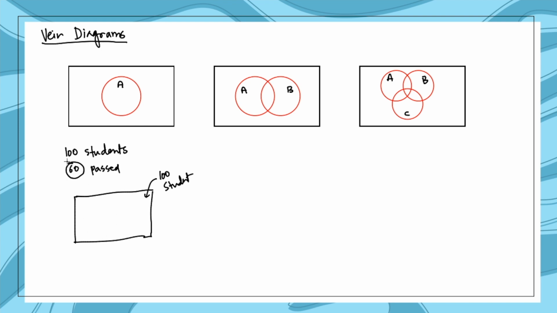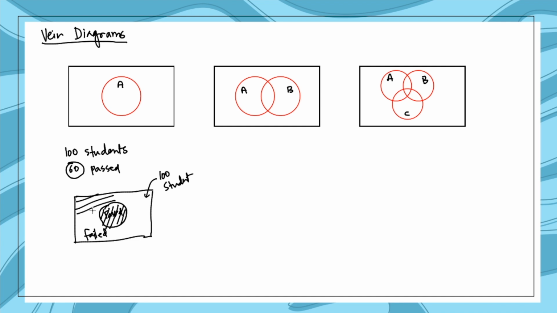Now 60 have passed. So where will those 60 students come? Of course, they are students only, so they will come inside, and they are special students who have passed. So these are passed students. Passed are here. Now from here itself you can tell how many of them have failed, or where the failed ones will be. If the passed ones are shown inside the graph, the failed ones will be outside of the graph, or outside of the diagram.